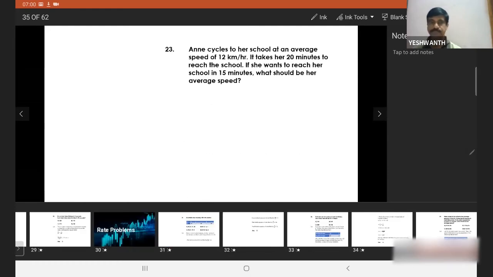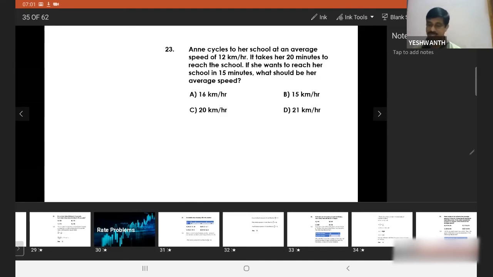Okay. So let us go for this question. Annie cycles to her school at an average speed of 12 kilometers per hour. It takes her 20 minutes to reach the school. If she wants to reach the school in 15 minutes, what should be her speed?